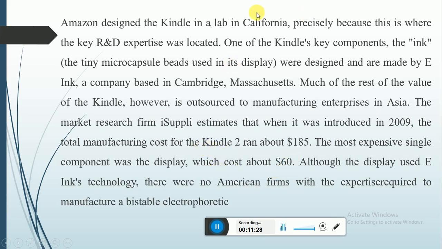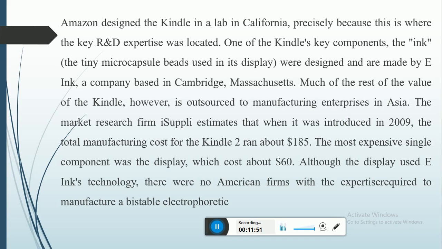So you see that they designed it in California because of research and development, the availability of experts in this field. If they didn't, for example, design there, and designed in some other country that doesn't have experts in research and development, so what will happen?